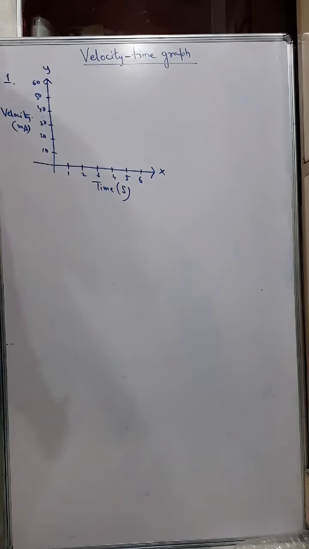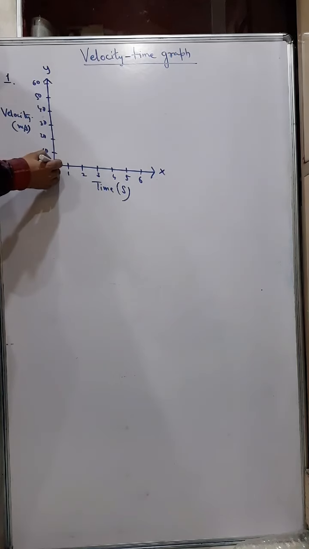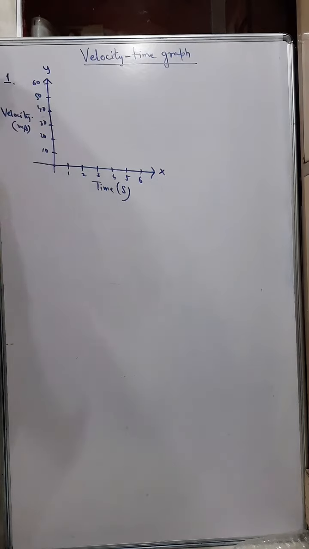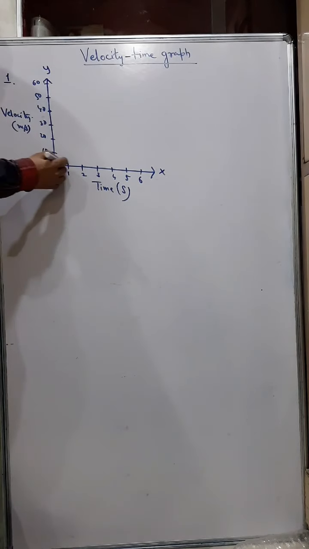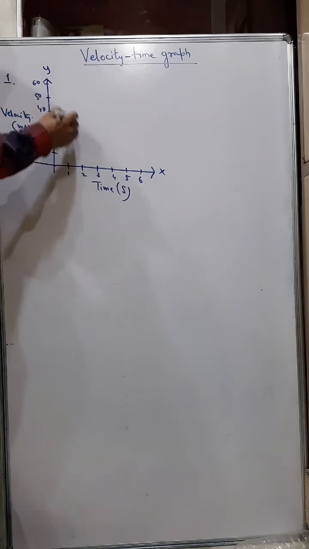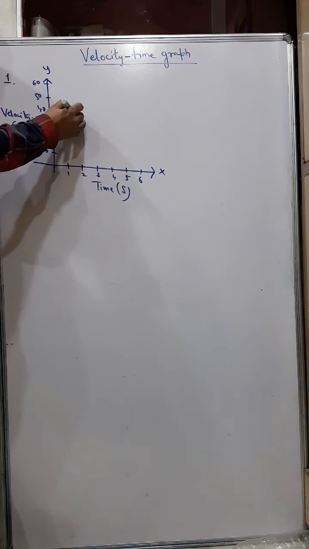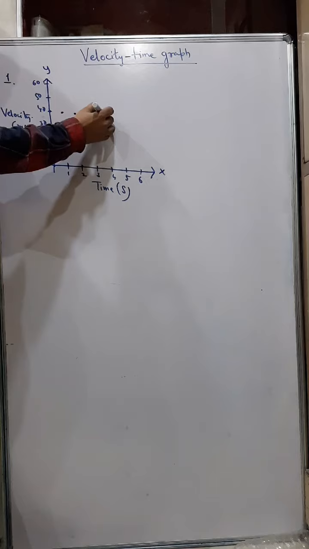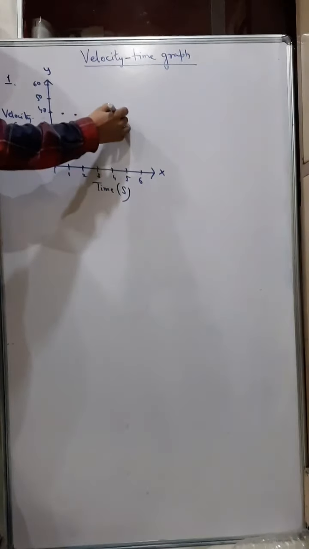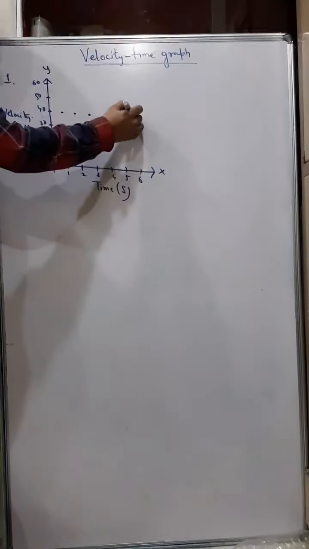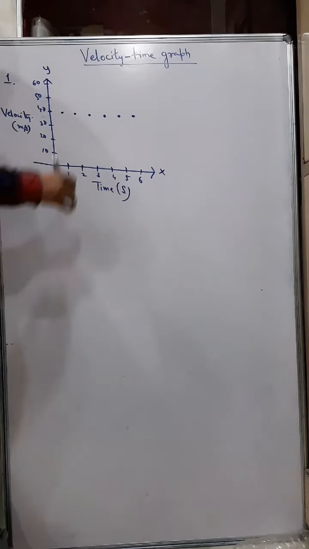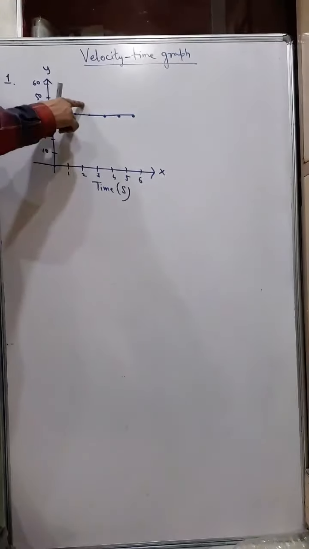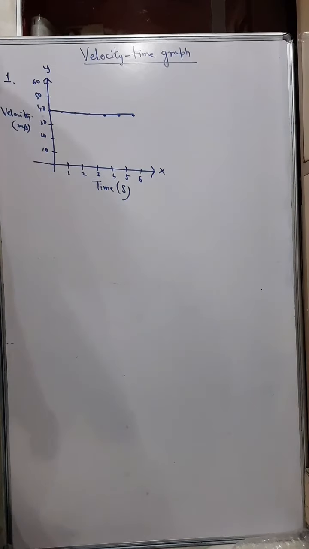Suppose the initial velocity of a body is 40 meter per second. After 1 second the velocity is 40 meter per second. After 2 seconds it is 40 meter per second. After 3 seconds same. After 4 seconds 40 meter per second. After 5 seconds also 40 meter. After 6 seconds also 40 meter. Then in this case we will get a graph, a straight graph that's parallel to the time axis.